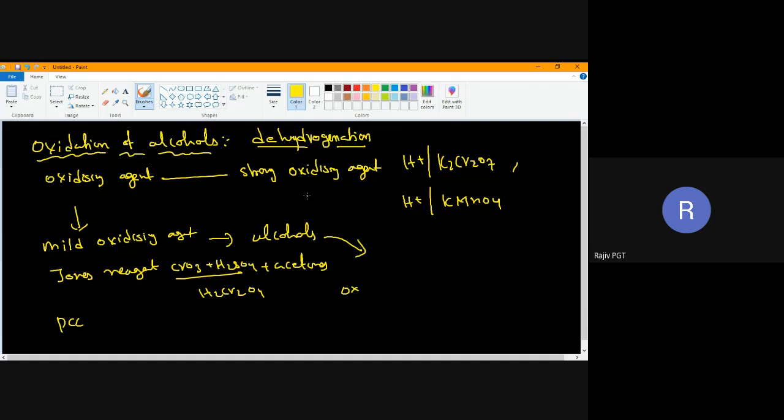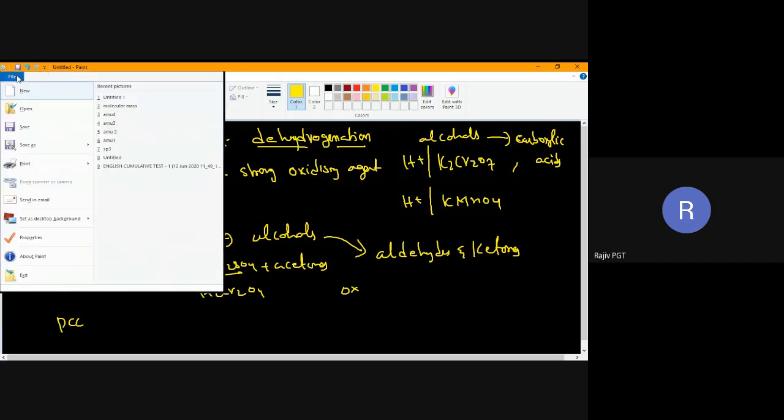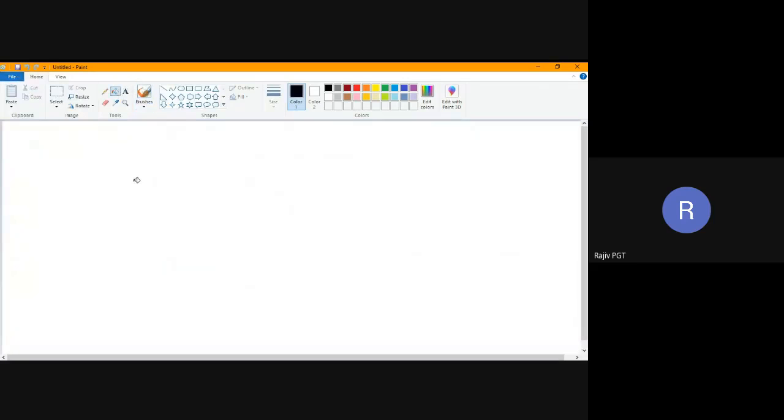If you are familiar with this topic, just keep going forward. I'm going to introduce the next topic. Mild oxidizing agents convert alcohols into aldehydes and ketones. Strong oxidizing agents convert alcohols to carboxylic acids. This also I have discussed; I have just given an intro for this part. Now let me take a few examples so you understand. You have to know the oxidizing agents, then only you will be able to answer these questions.